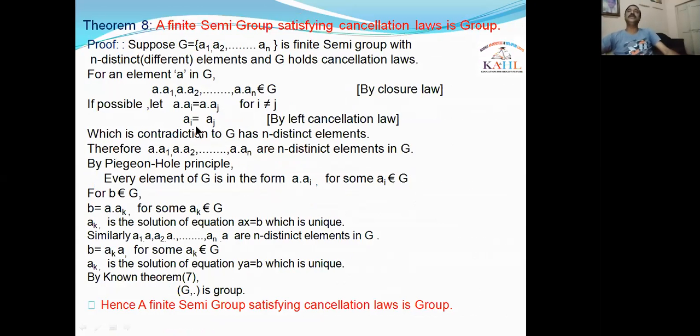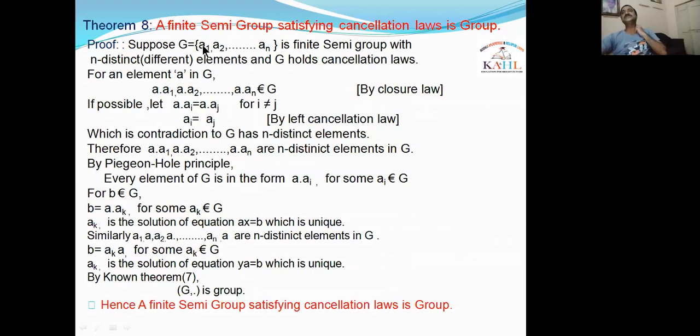Now we are going to another theorem, that is theorem number 8. A finite semi-group satisfying cancellation laws is a group. For that, I am taking a finite semi-group. We know that semi-group means it satisfies only two laws. What are they? Closure law and associative law only. Now I am taking a finite set, that means a countable number of elements is there in that set.